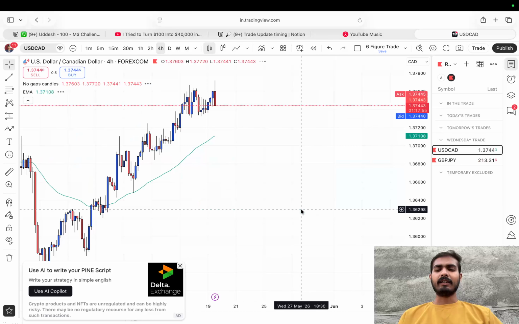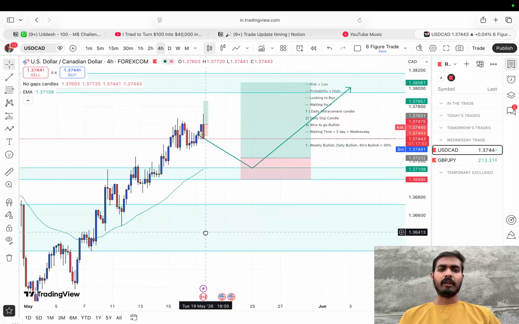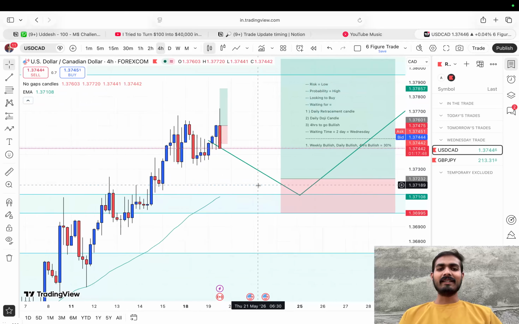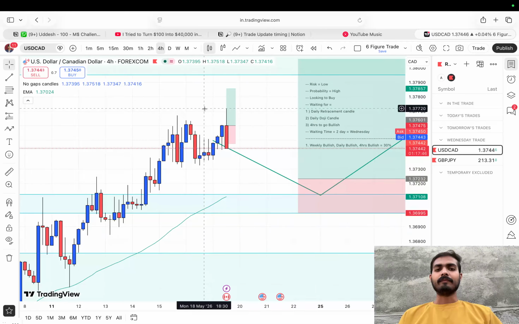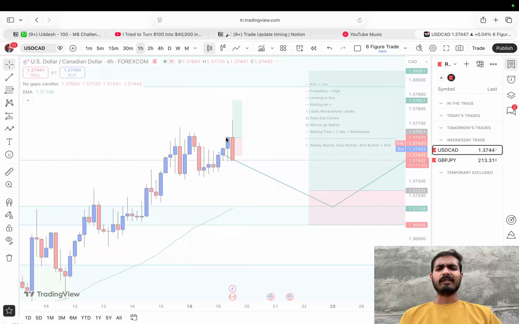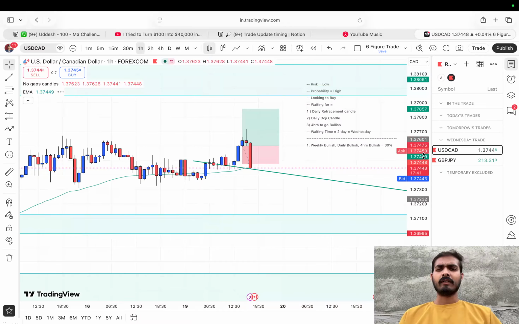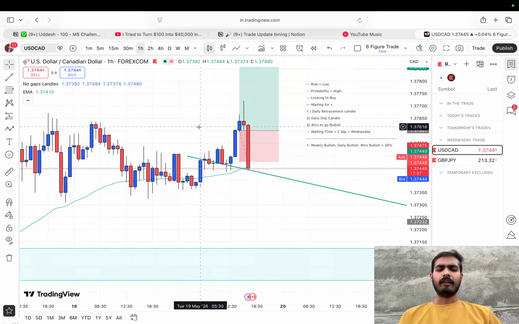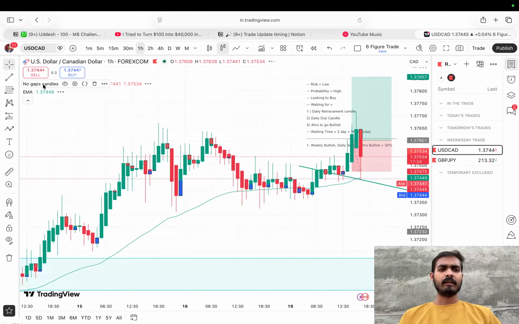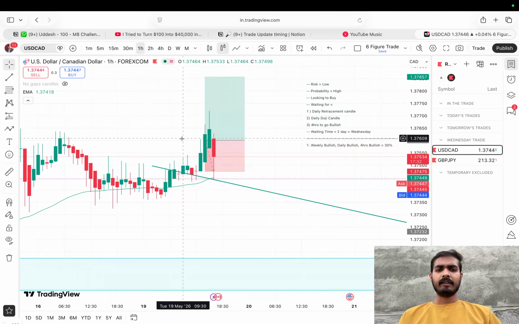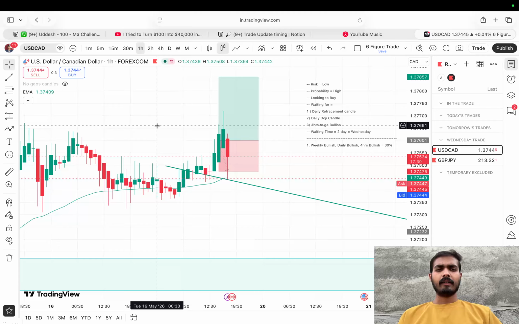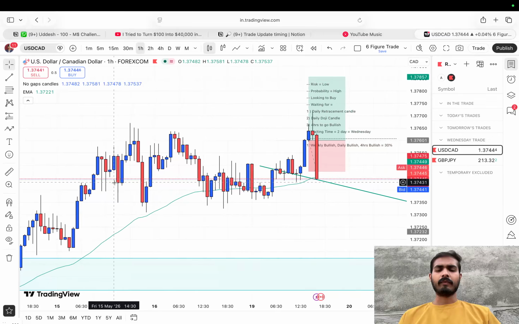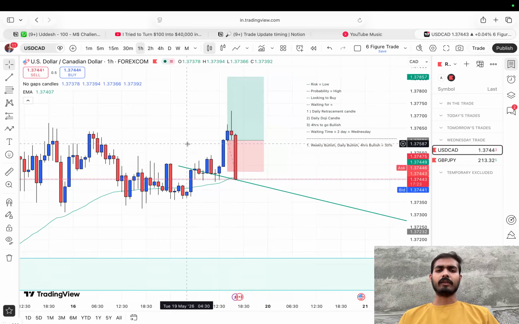USD CAD, I don't think it is going to come to our area of interest. Oh, now I think so. Would you look at this? I haven't bought this, so why is this risk reward ratio over here? I really don't know about this. Oh yeah, I was just trying something new, so it accidentally got placed over here.